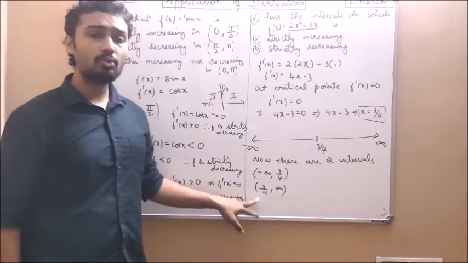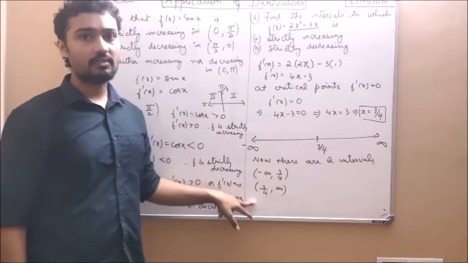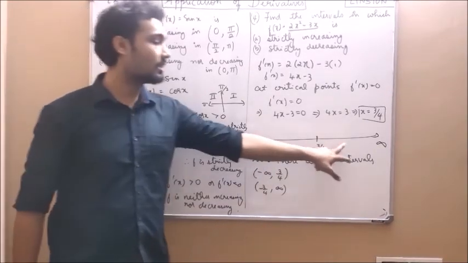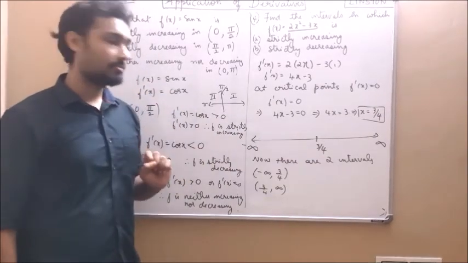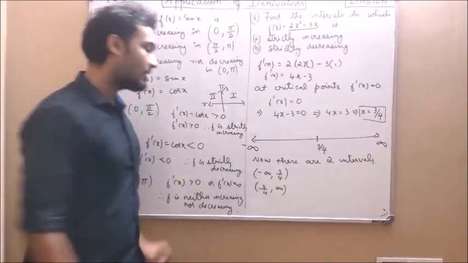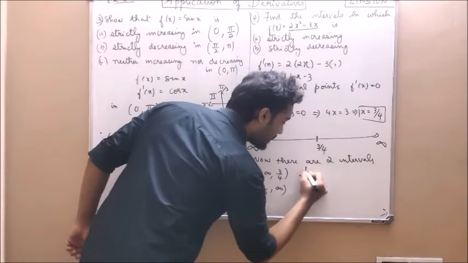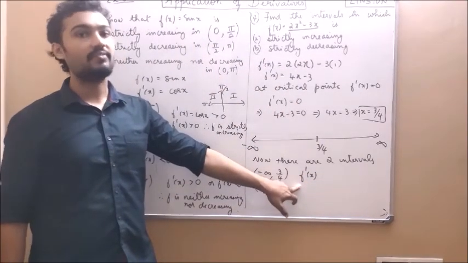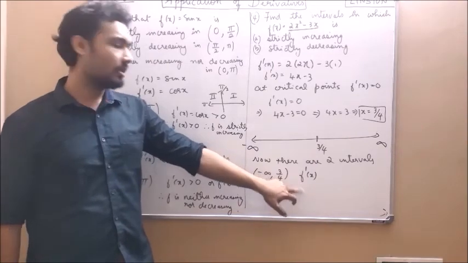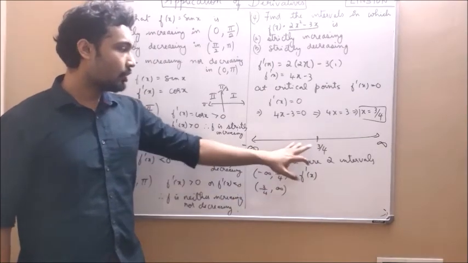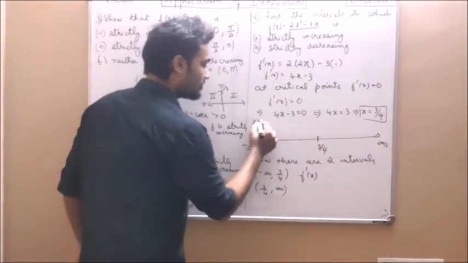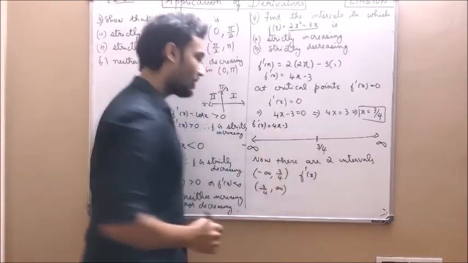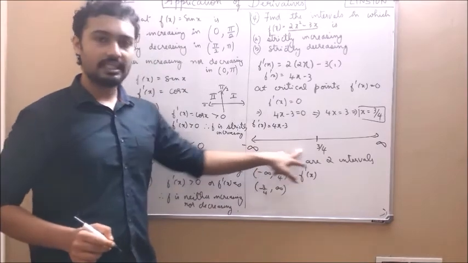Now here, how to check? These are the two intervals formed. How to check whether in this interval the function is increasing or decreasing? To check, we have to take f dash of x. If f dash of x is greater than 0, it is increasing. If f dash of x is less than 0, it is decreasing. So what is f dash of x there? F dash of x is nothing but 4x minus 3, correct?